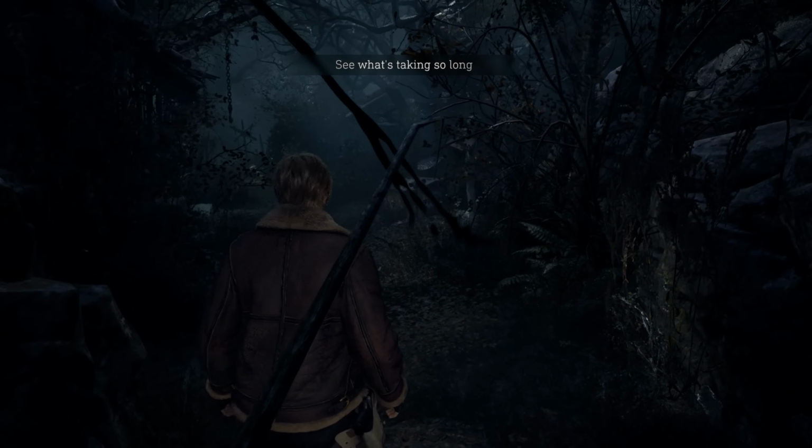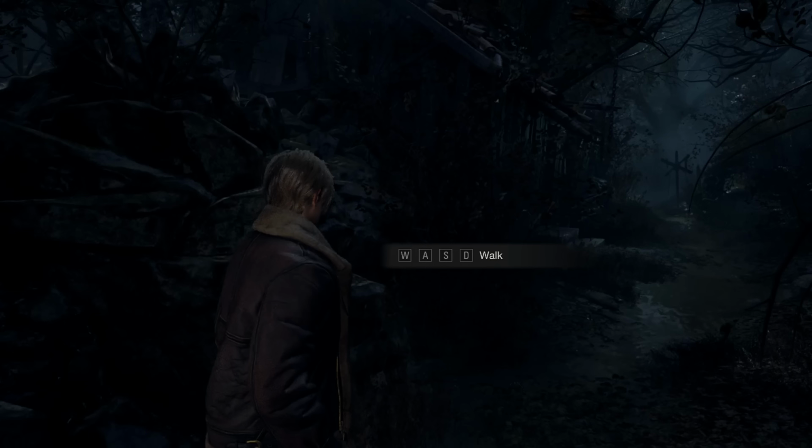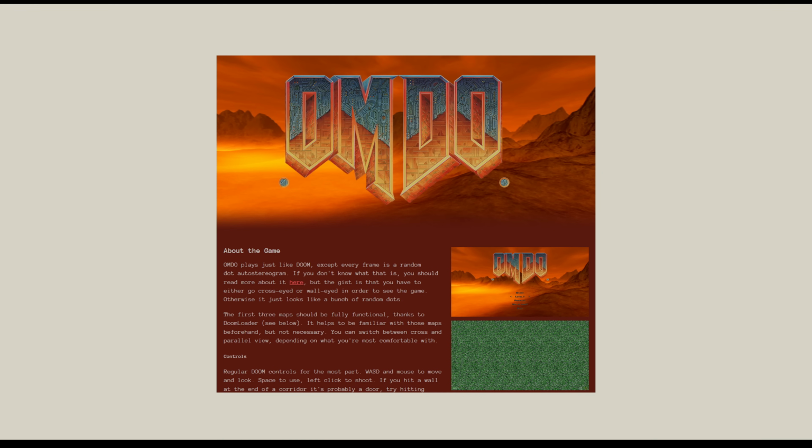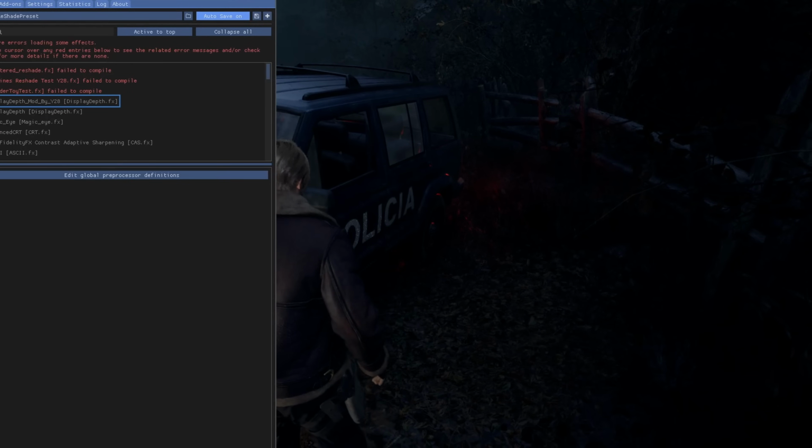Now for the main event, playing a game as an autostereogram. The only other example of this I know of besides mine is a Magic Eye version of Doom called Omdo. For this video, I'll be using the Resident Evil 4 Remake Chainsaw demo. I'm using Reshade, which is a post-processing injector.